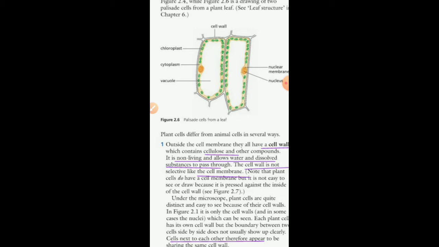So simply, although it is non-living, it is slightly selective, but it is not as selective as the cell membrane. Now, plant cells do have a cell membrane, but it is not easy to draw. But obviously, for the plant cell, our major concern is to study the cell wall because it is the most distinctive feature in plant cells.